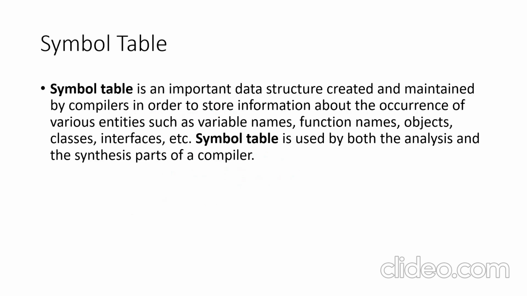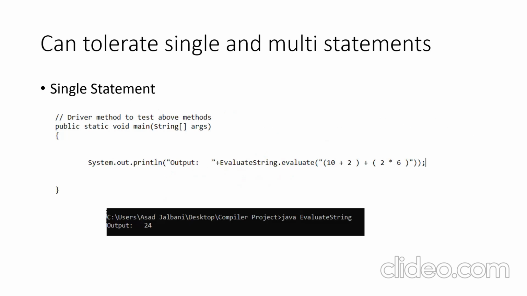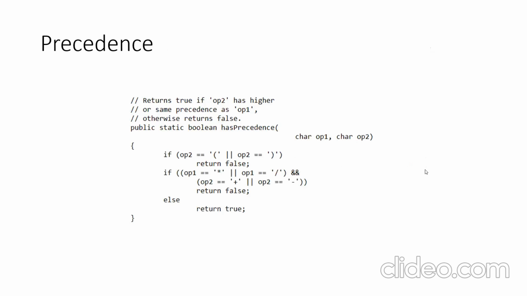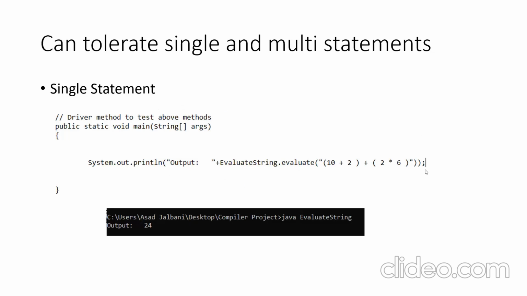The symbol table is an important data structure created and maintained by compilers in order to store information about the occurrence of various entities such as variable names, function names, objects, etc. So my parser also manages the symbol table. It can tolerate single and multi statements as an input. You can see that here is only one input, and there is an output of 24. When you evaluate this expression, we will get 24.